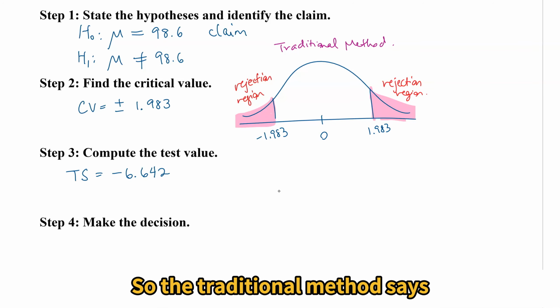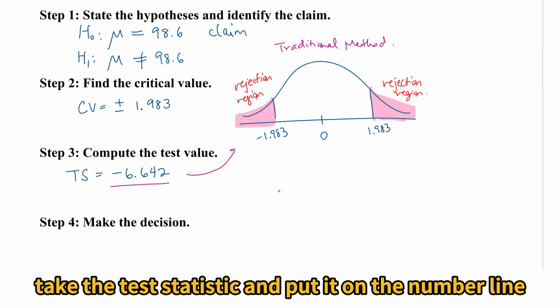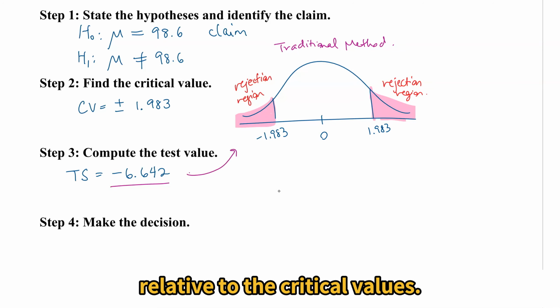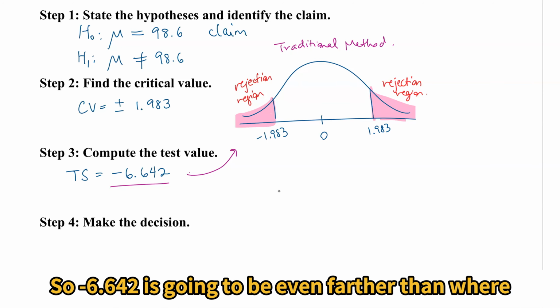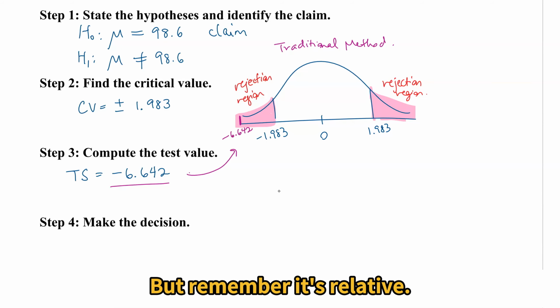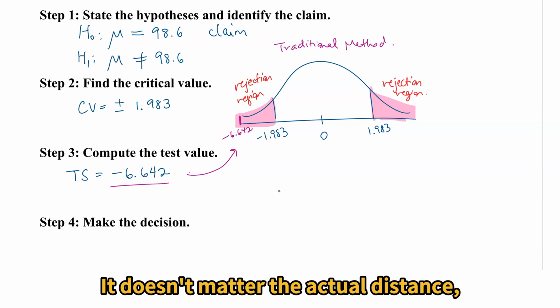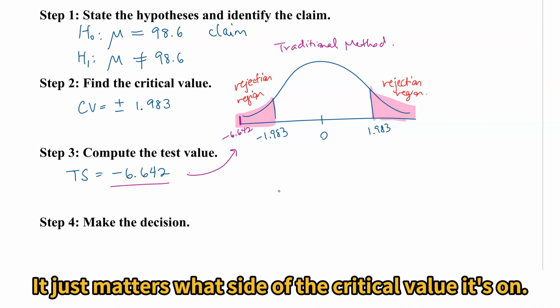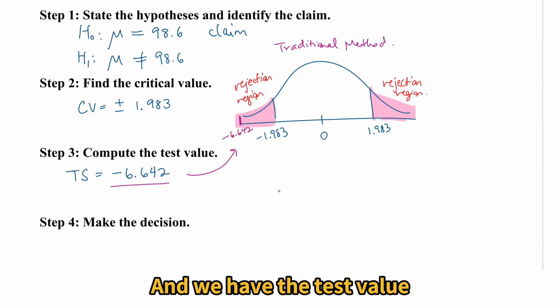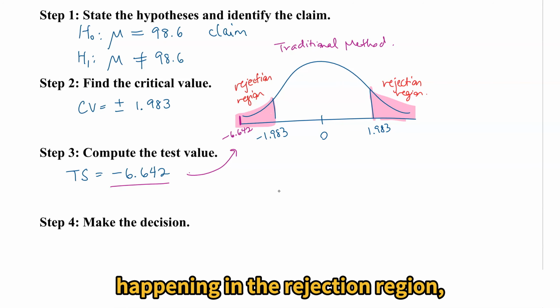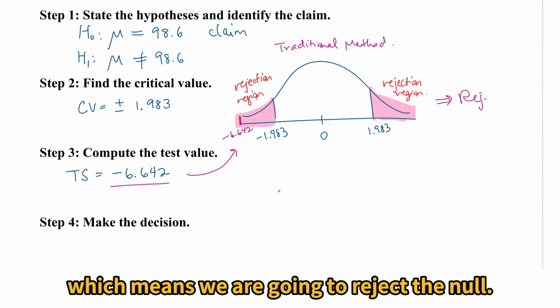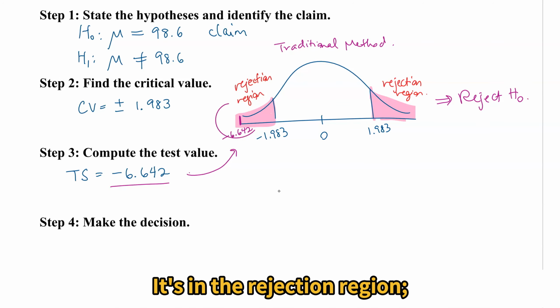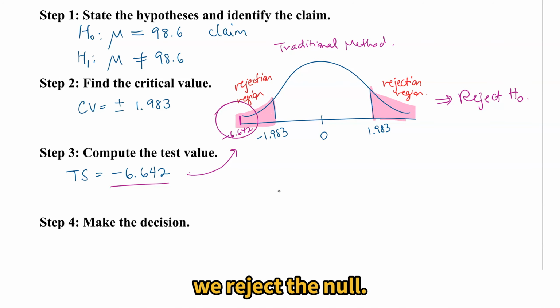So the traditional method says take the test statistic and put it on the number line relative to the critical values. So negative 6.642 is going to be even farther than where I'm putting it right now. But remember, it's relative. It doesn't matter the actual distance. It just matters what side of the critical value it's on. And we have the test value happening in the rejection region, which means we are going to reject the null. It's in the rejection region, we reject the null.